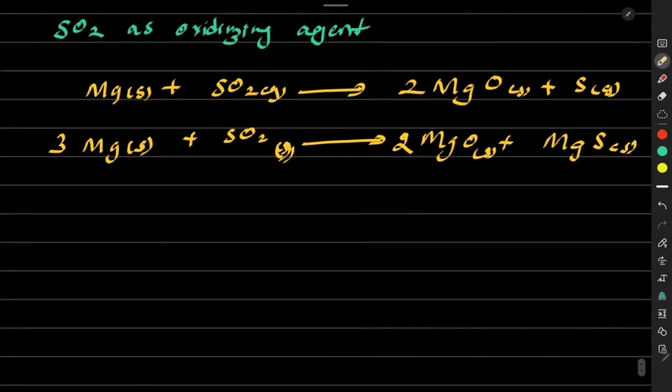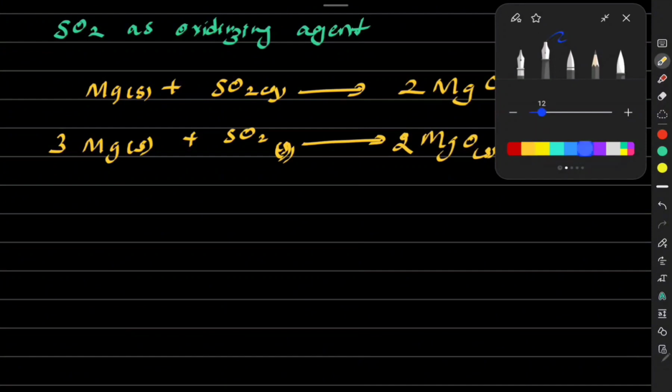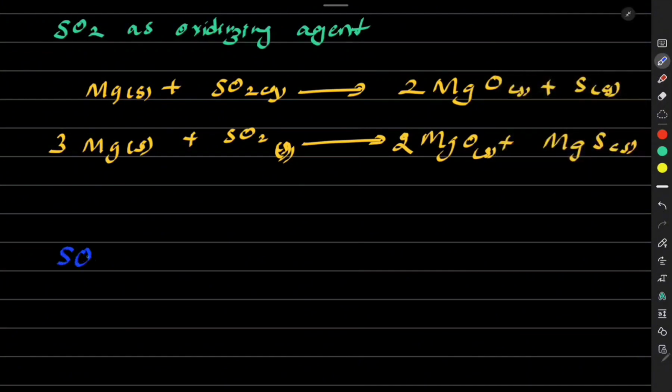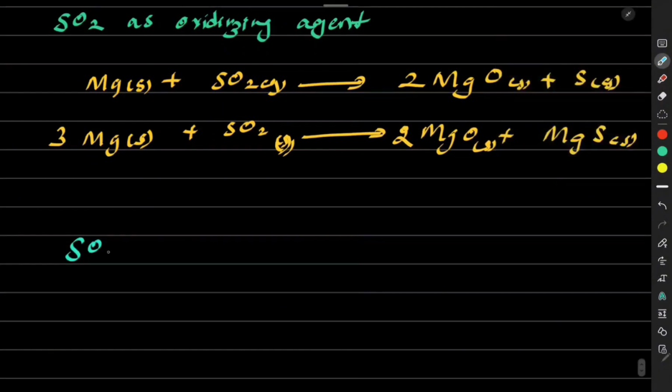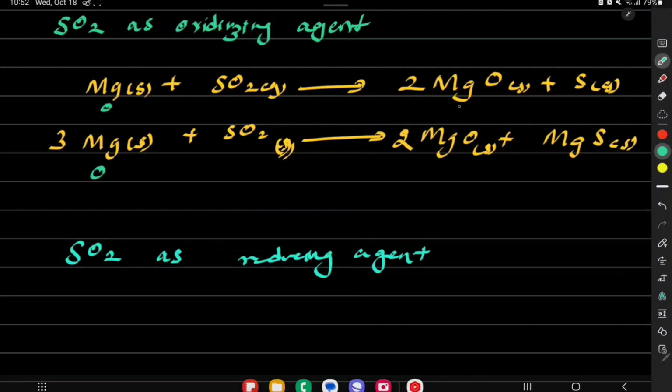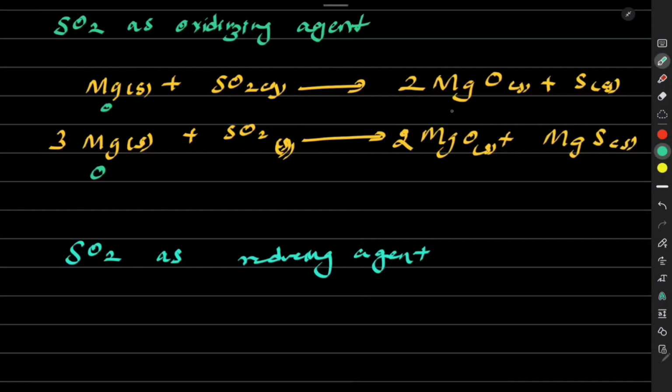Okay. Next reaction, SO2. Let's look at this reaction. SO2 as reducing agent. Here the magnesium oxidation state is 0. Here also magnesium 0. They are converted to oxidation state plus 2 here. Here also plus 2. Here also it's plus 2.